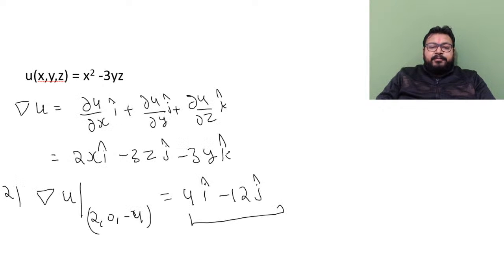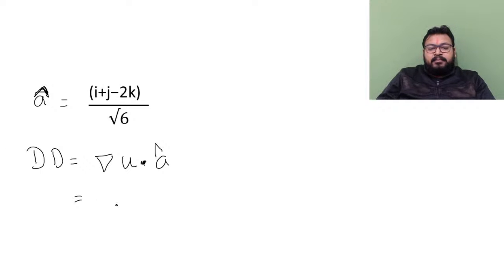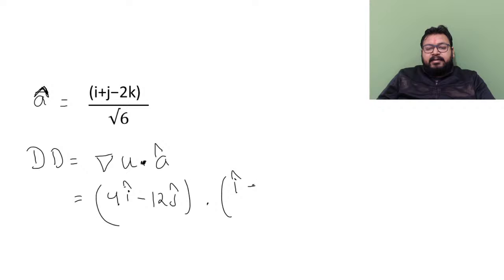So what is grad u? Grad u is this 4i minus 12j, into vector A. What is vector A? I plus j minus 2k, I plus j minus 2k divided by root 6.